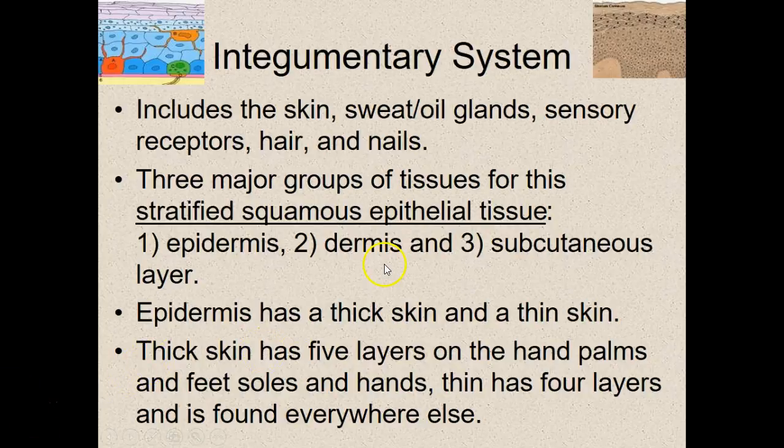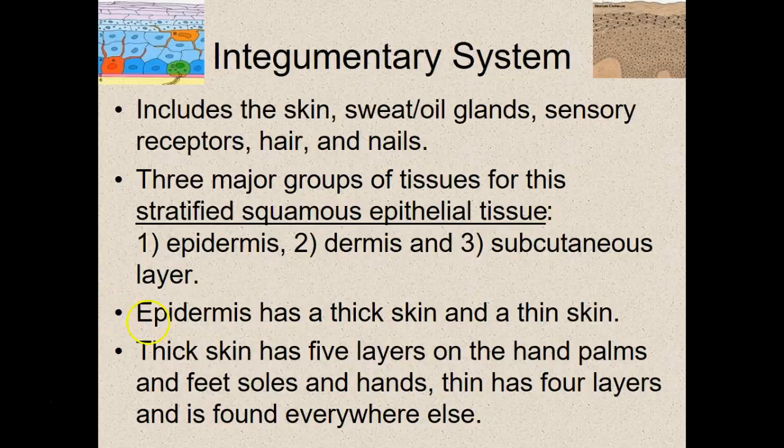So here we have 3 major groups of tissues. And if you remember, back in the tissue chapter, this was a stratified squamous epithelial tissue. Stratified meaning many layers, squamous meaning flat, and it's not flat throughout all the layers of the skin. It's more toward the outer layer, but for the most part, most of it is squamous. And it's the type of epithelial tissue because it comes in contact with the outside world. So we have an epidermis, a dermis, and a subcutaneous layer.